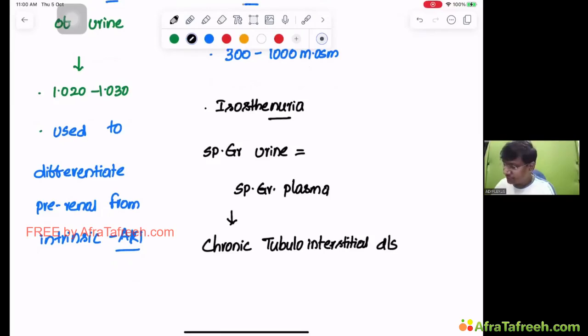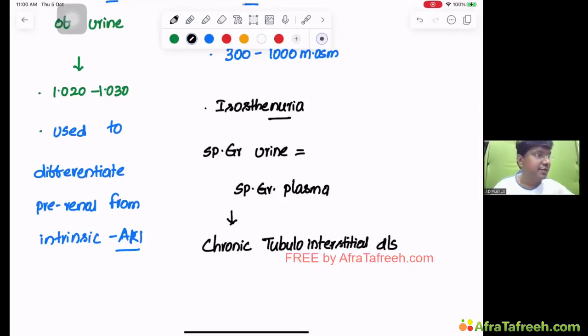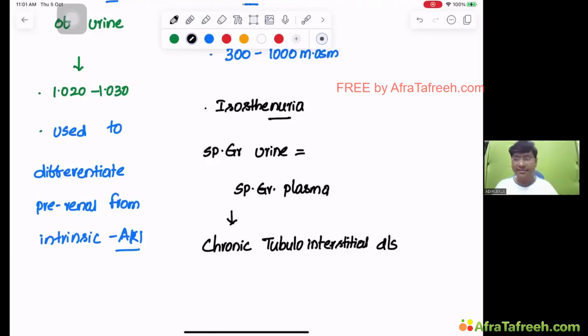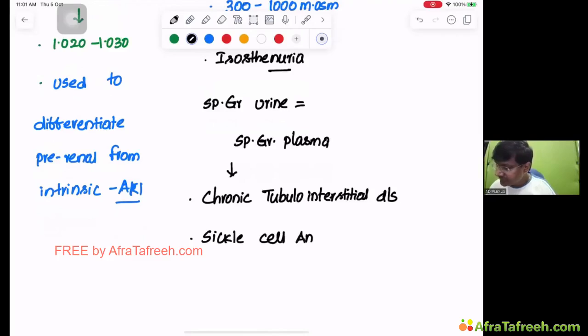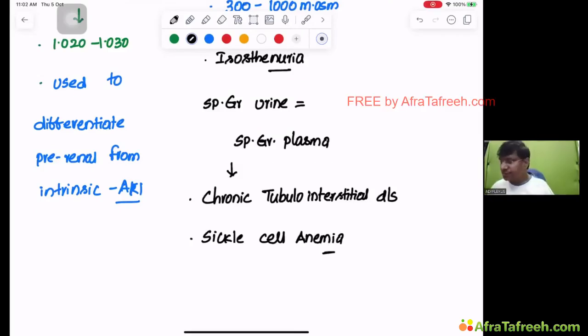And you have this even in cases of, what is that hematological condition where you can have clumping of the RBC causing organ infarction? Any one of you? Very good. That is sickle cell anemia. So the other condition where you can have isostenuria is sickle cell anemia. So these are the two conditions where you will have isostenuria.